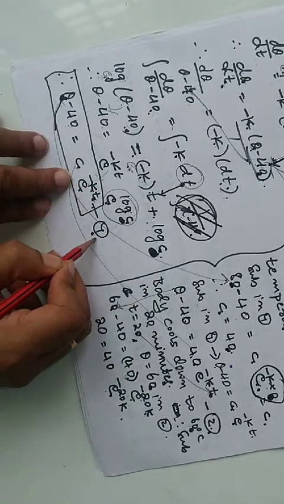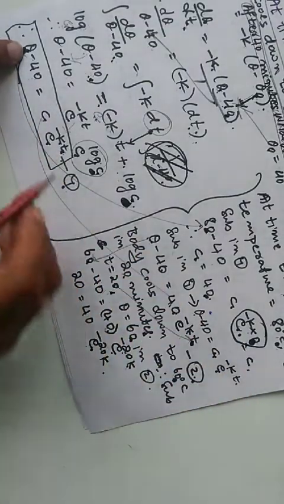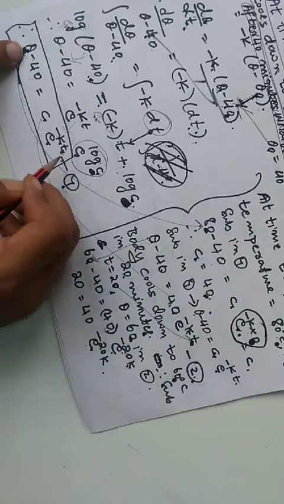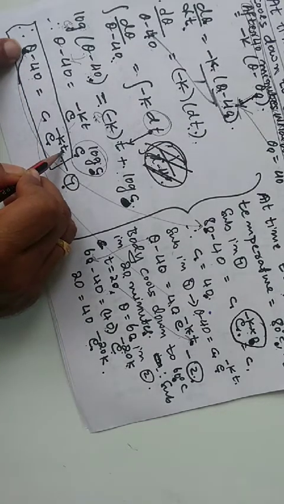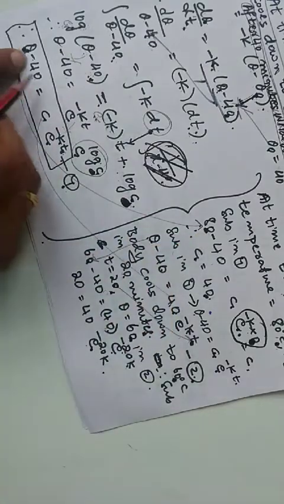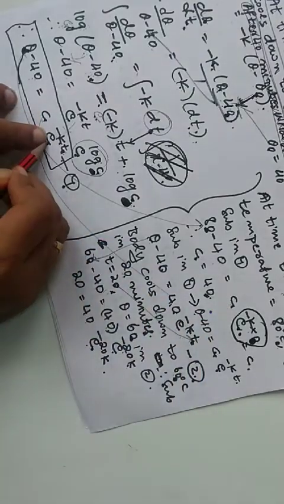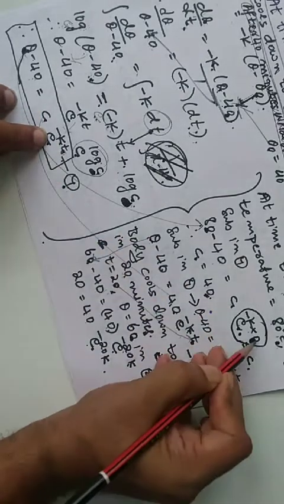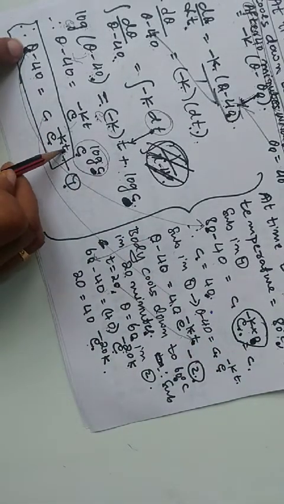Now let us call this equation 1. Now what is given? When the body is allowed to cool, time t is equal to 0. What is the temperature theta? Theta is equal to 80 degrees centigrade. So in this equation, t is equal to 0, theta is equal to 80. Let us substitute. 80 minus 40 is equal to c into e to the power minus k into t. What is the value of t? 0.